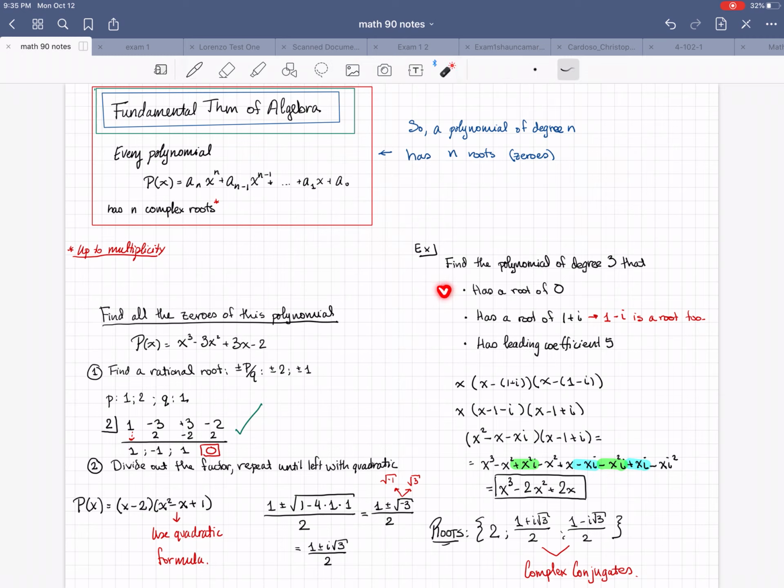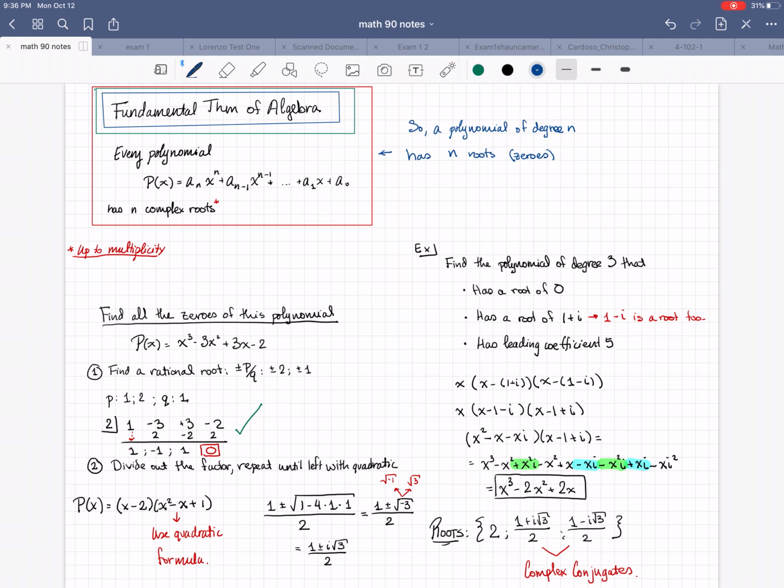So it has all of the right roots. It has 0 and 1 plus i as a root. But what about this business of having a leading coefficient of 5? Well, what do you think? So sort of pause the video here for a second and tell me, our polynomial currently has a leading coefficient of 1. How do I make it have a leading coefficient of 5? You're right, just multiply it through by 5.